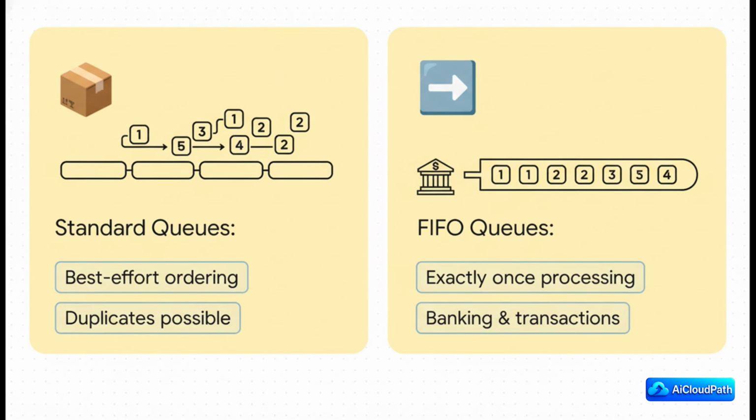So once you decide on SQS, you've got your first big choice to make, standard or FIFO. Standard is the default. You get insane throughput, but it only gives a best effort at keeping messages in order. And yeah, you might see a duplicate message here and there. But if you need absolute guaranteed ordering and zero duplicates, think about something like a banking transaction where the order of events is everything, then you have to go with the FIFO, or first in, first out queue.